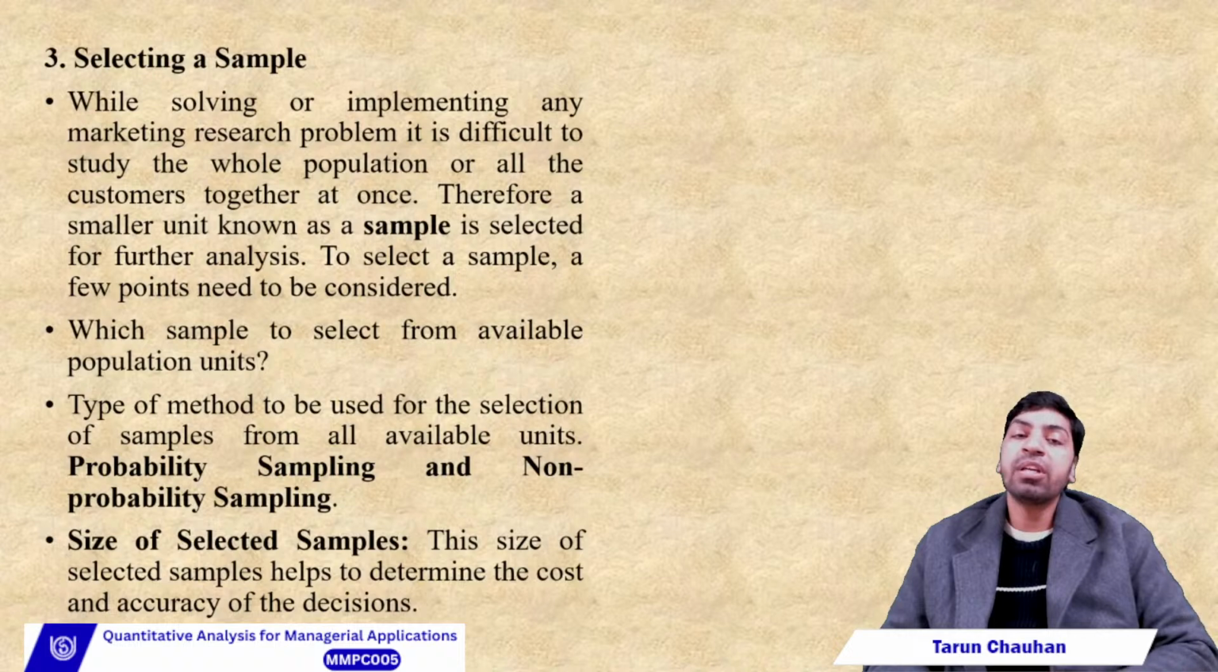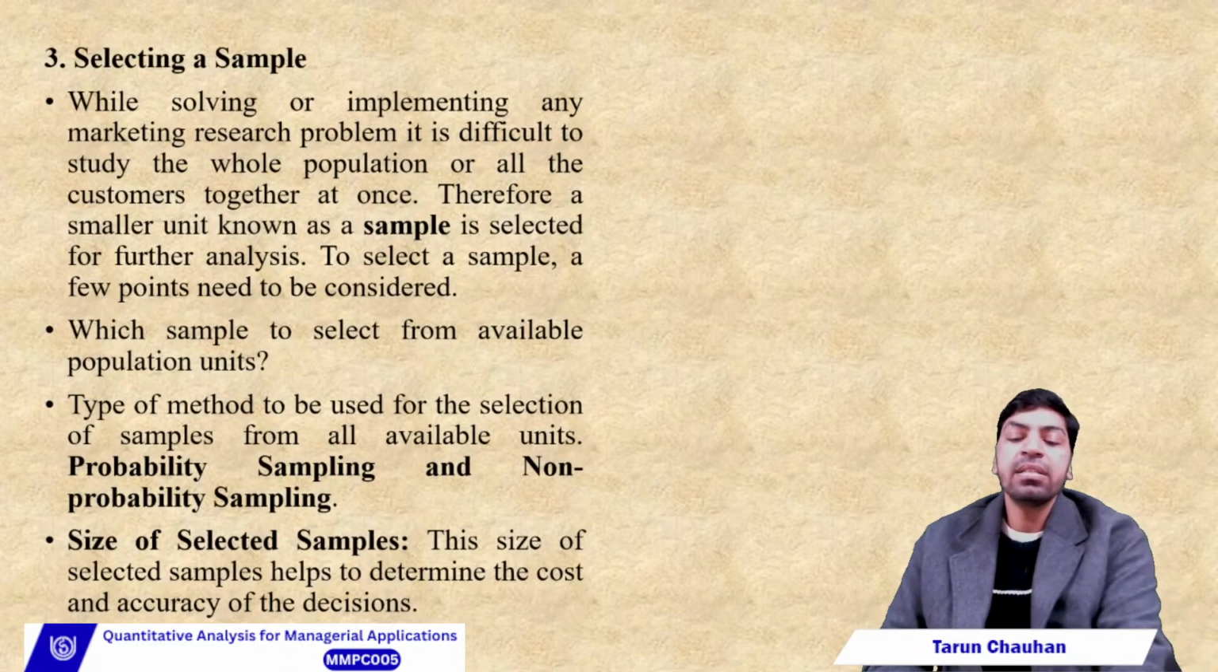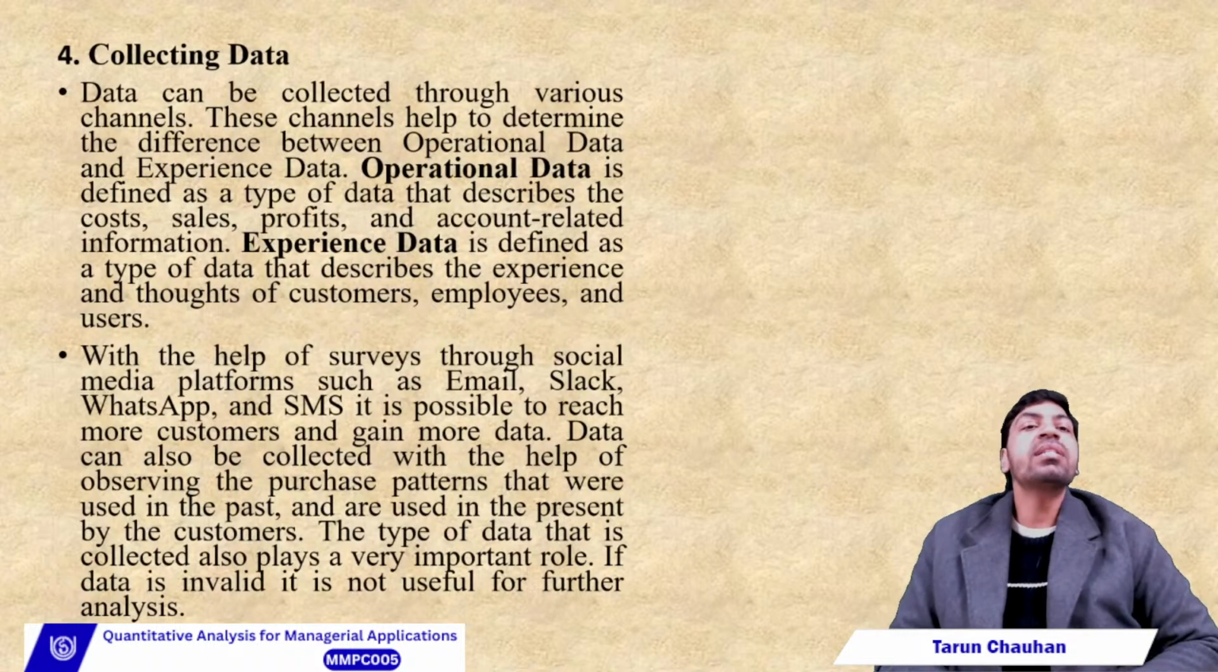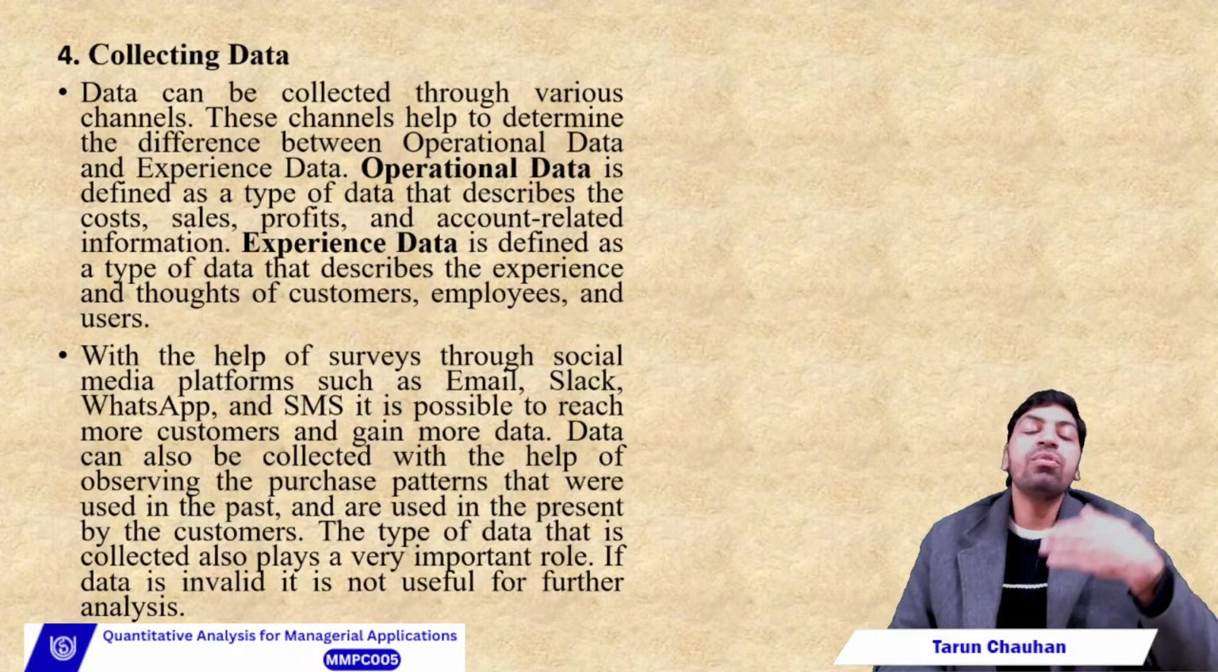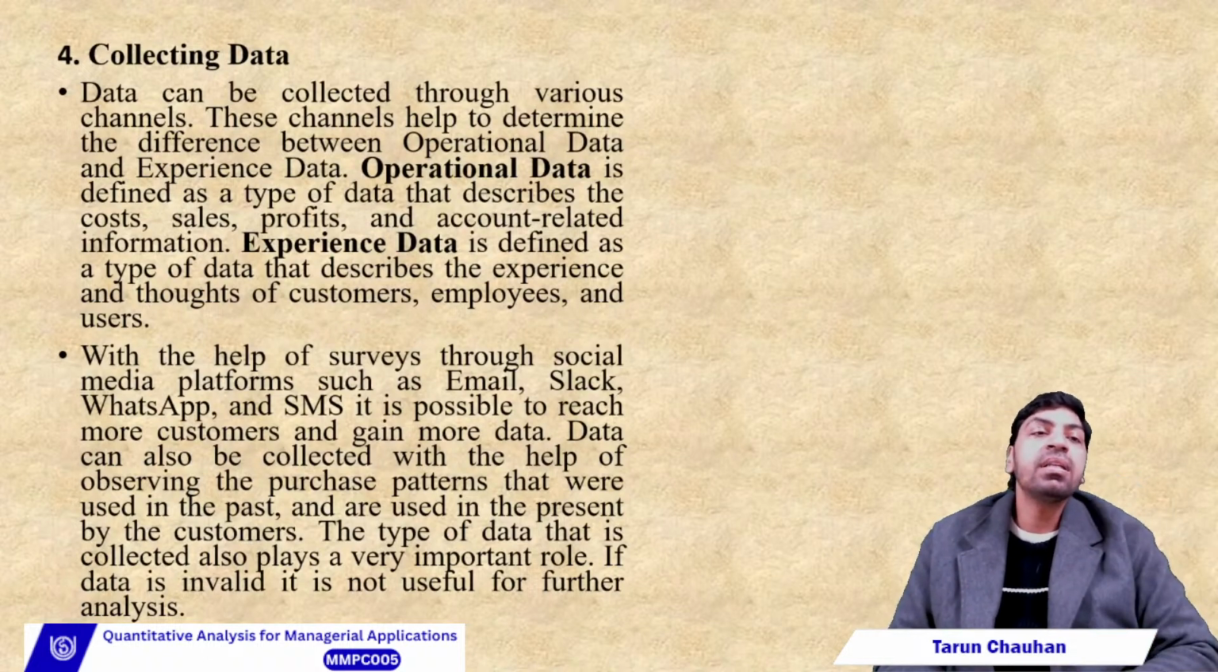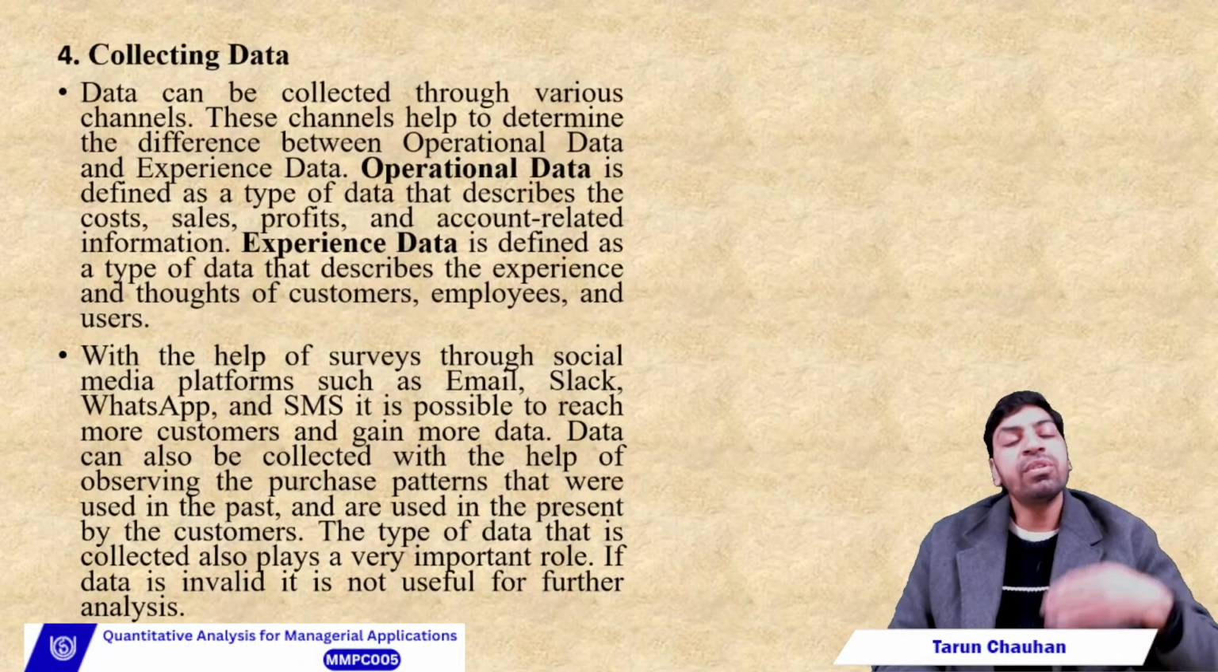For that, a particular researcher needs to estimate the cost and the accuracy of its own decisions. So that is the third stage of selecting a sample. Next one is collecting the data. So once you finalize the sample, the fourth step is that you need to collect the data from the respondents.